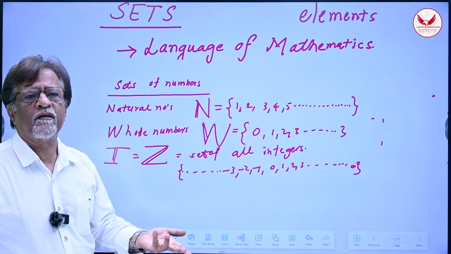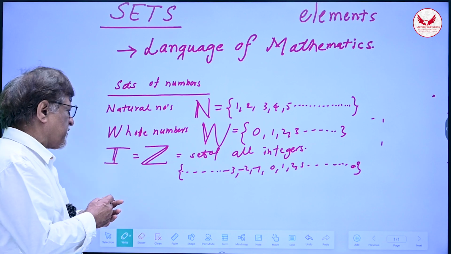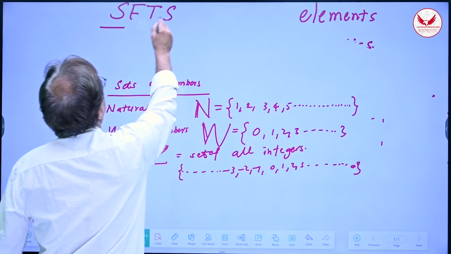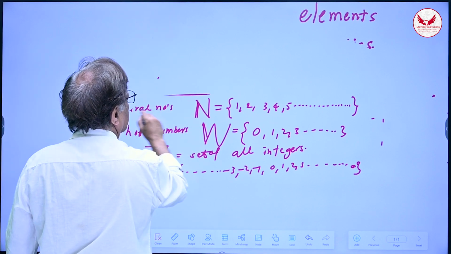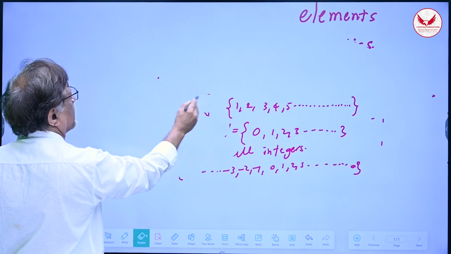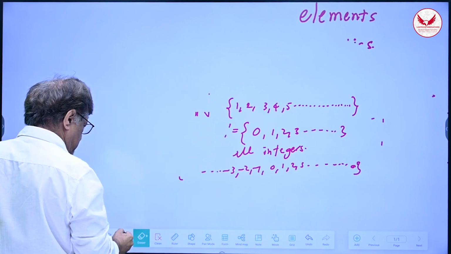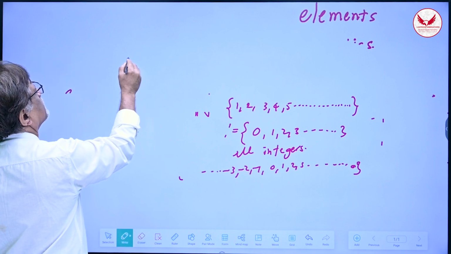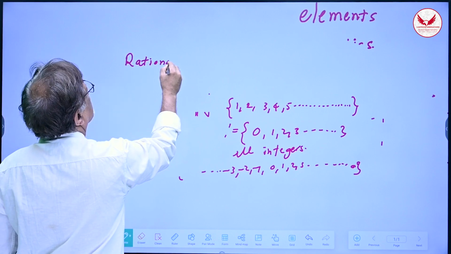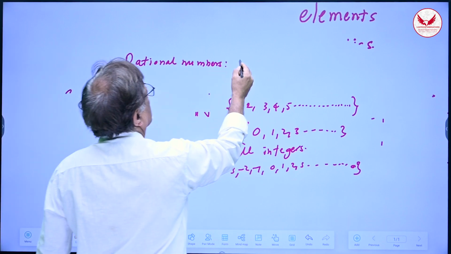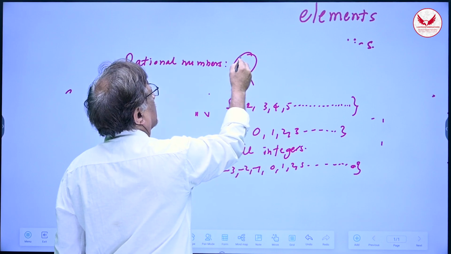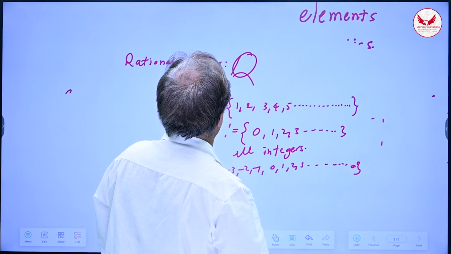But that kind of facility may not be available in all sets of numbers. For example, the next set of numbers cannot be expressed in this list manner, right? So for example, it is called the set of rational numbers. The set of rational numbers is denoted by this symbol Q. I will always write a double line here because it's a set of numbers, right?